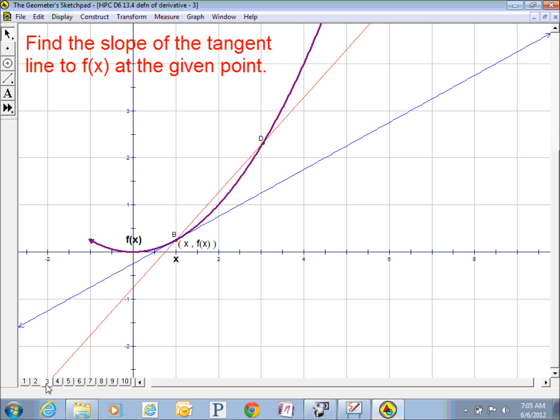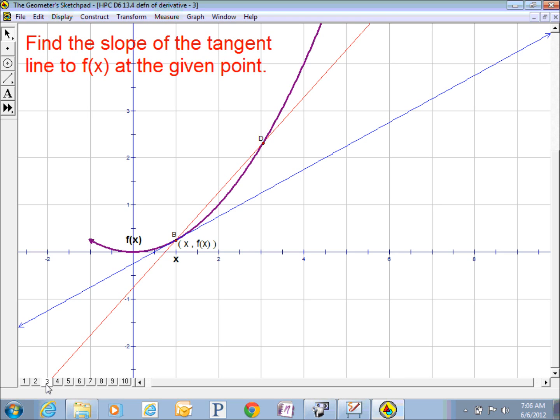Secant, again, a secant to a circle hits a circle more than once. Well, secant to a function, same thing. It's going to hit it more than once. So the blue line is the tangent, and the red line is the secant. Now, how good a job does my red line do estimating the slope of my blue line?